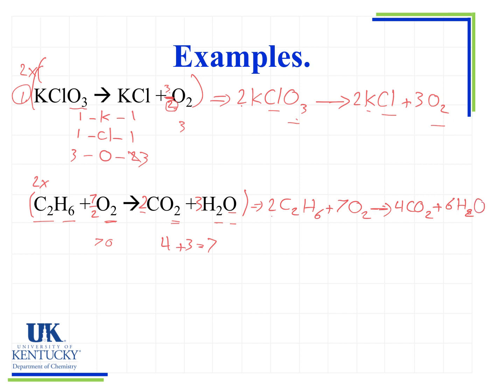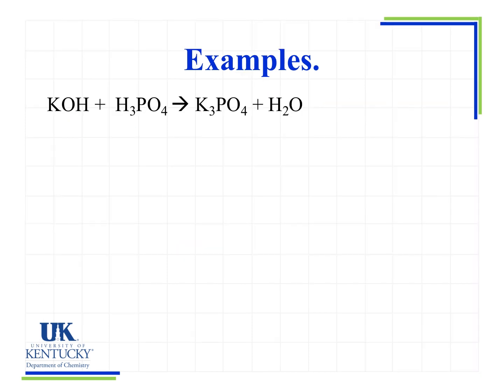So you have 2 times 2, 4 carbon, and you have 4 carbon here. For hydrogen, you have 2 times 6, you have 12, and here you have 6 times 2, you have 12. And oxygen, on the reactant side you have 7 times 2, 14, and in here you have 4 times 2, 8 plus 6 is 14, so you also have 14 on the product side, so it's balanced. Okay, our next example. So we have potassium hydroxide with phosphoric acid.